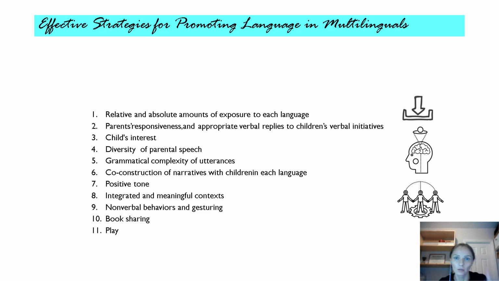So, integrated and meaningful context: use language in context together while your child is in a hands-on activity. Non-verbal behavior and gestures are important. Book sharing is important, without obsession, of course, and of course, play with language is important. But play is not from this study. This is a different type of video.